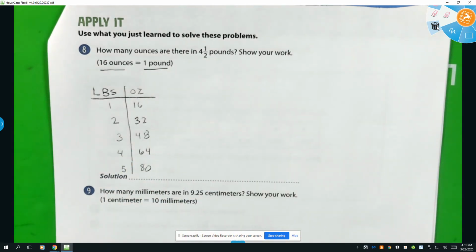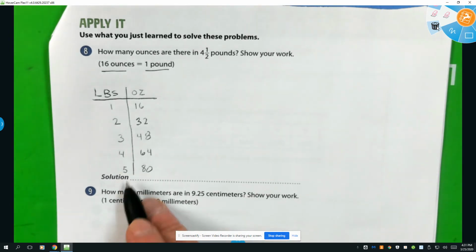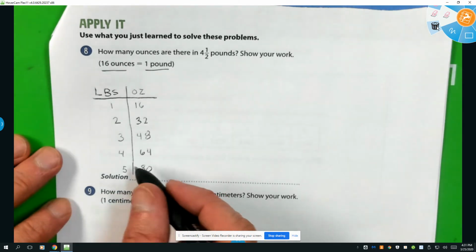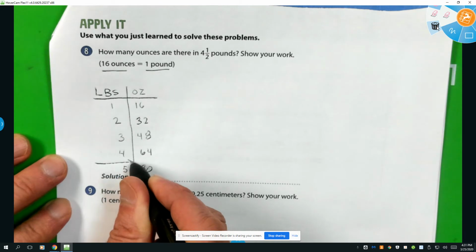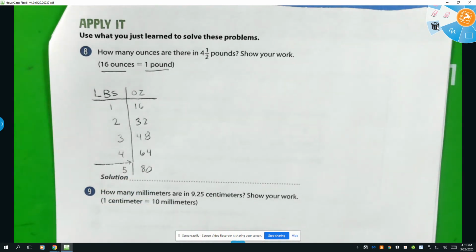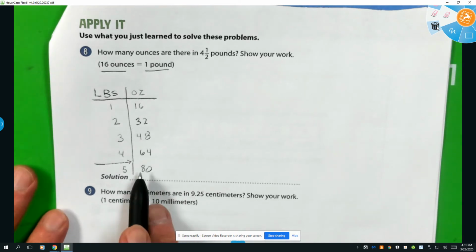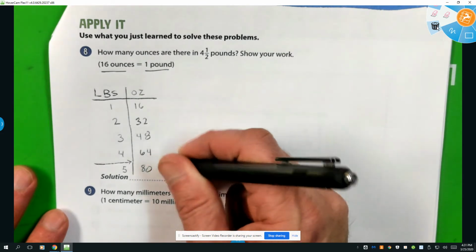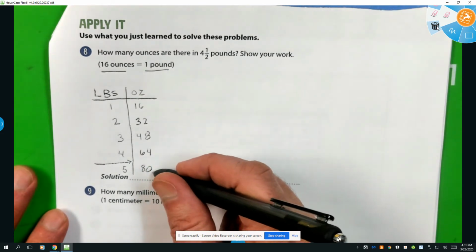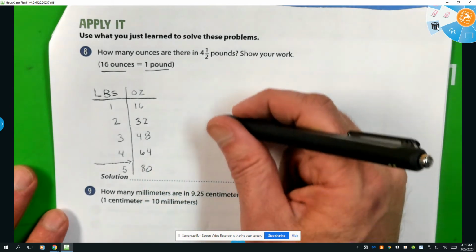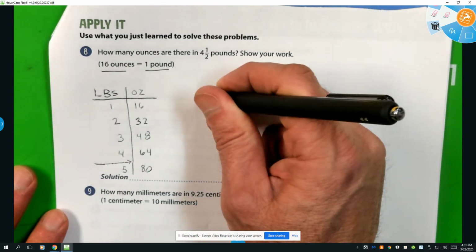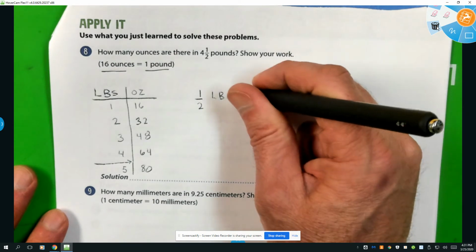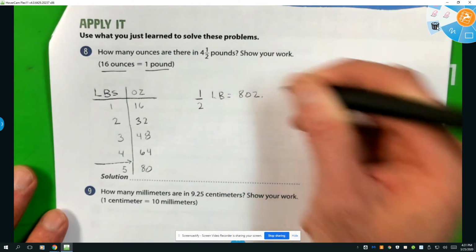Now, I want to just ask you, why did I go between 4 and 5 pounds? Answer it in your head, but my answer lies right here, in between these two numbers. So if I do that, I know that the range between these is going to be somewhere between 80 and 64. And I know the difference between these two is 16. So let's try to figure that out. What is a half of a pound? 1/2 pound equals 8 ounces.